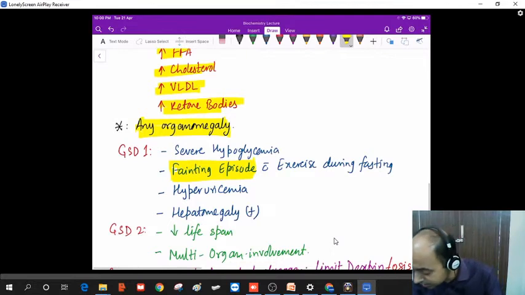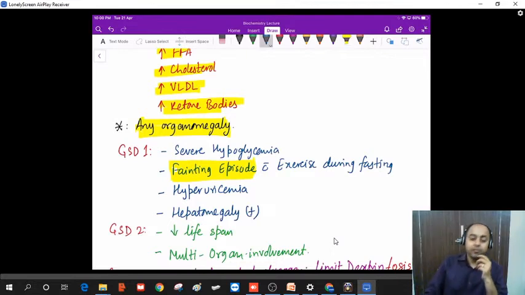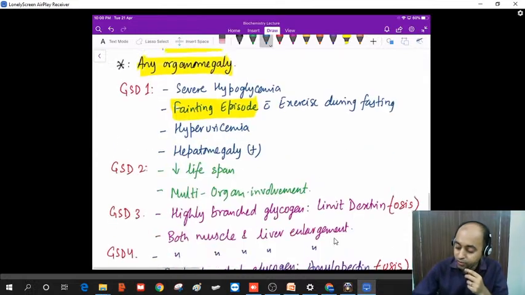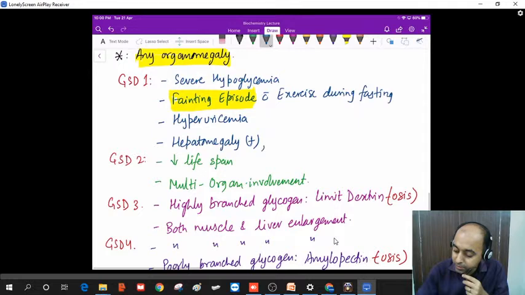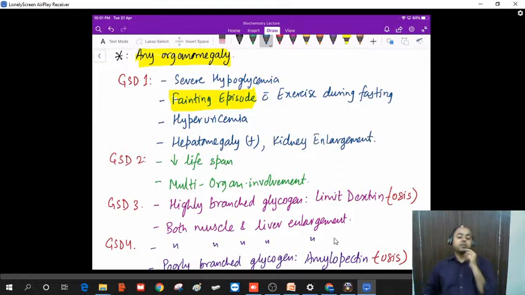In GSD type 1, we find severe hypoglycemia, fainting episodes with exercise or during fasting, hyperuricemia, and hepatomegaly. Along with this, we can also find kidney enlargement, because glucose-6-phosphatase, the defective enzyme, is normally required in the kidney for gluconeogenesis. So there also some intermediates will be formed, resulting in kidney enlargement.